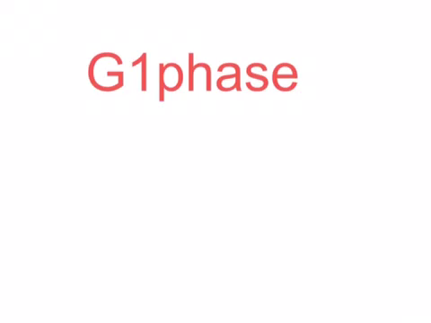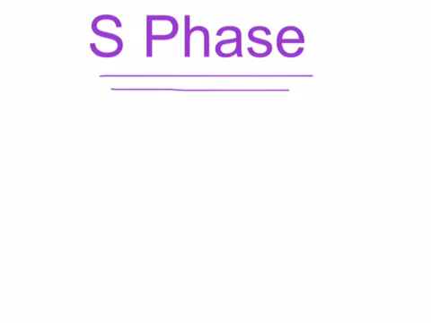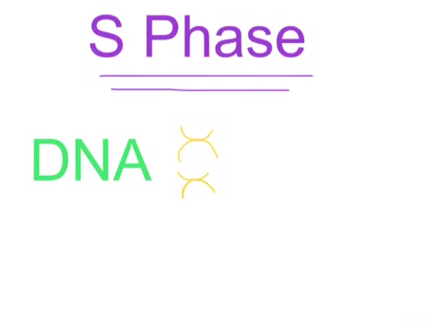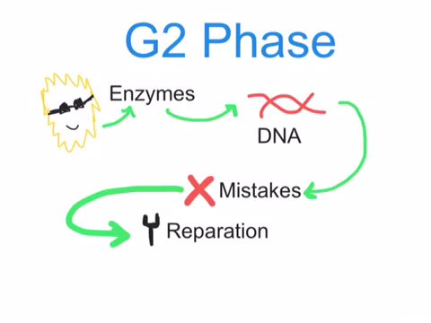After the G1 phase comes the S phase. The S phase is when the DNA duplicates, producing two copies of each chromosome. Now I'm going to explain the last part of the interphase, which is G2. In this phase, enzymes check the DNA for mistakes. DNA is repaired when necessary.